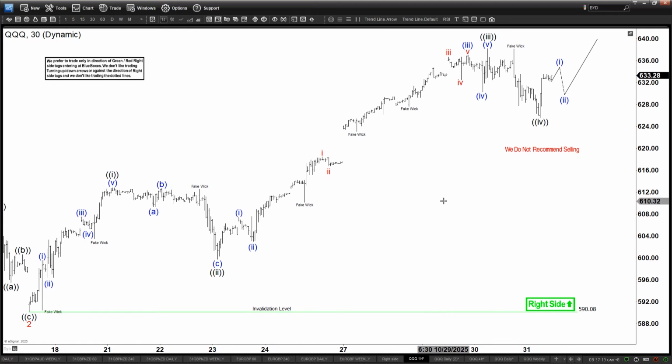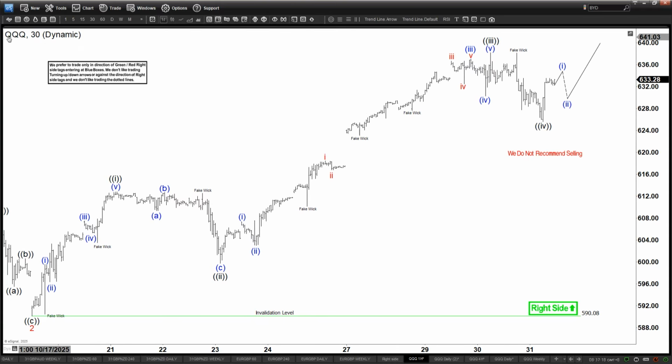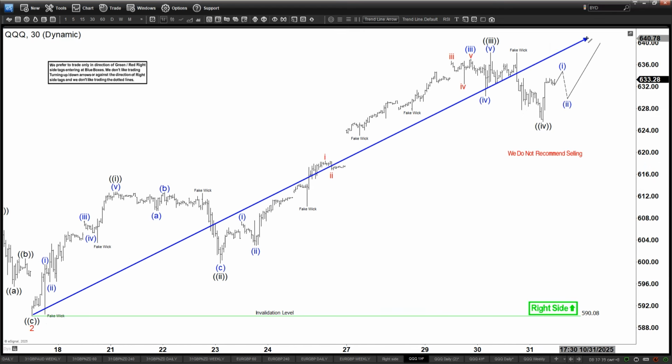Today is October 31st and we are looking at the chart of QQQ. This is the Nasdaq 100 ETF, 30 minutes time frame. You can see right here we ended wave 2 in the minor degree at 590, and then we continue to rally to new highs. And we are within wave 3 right now, right?